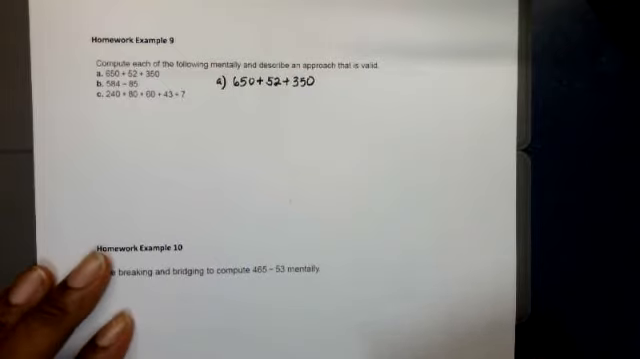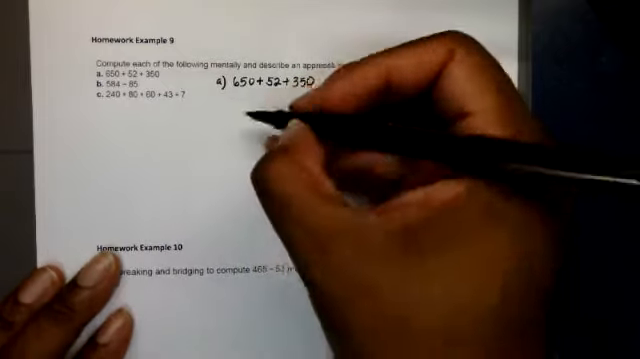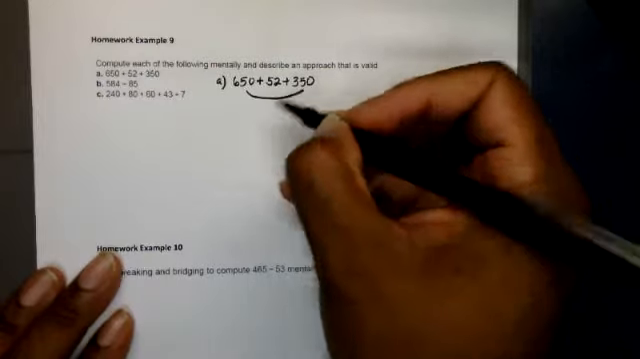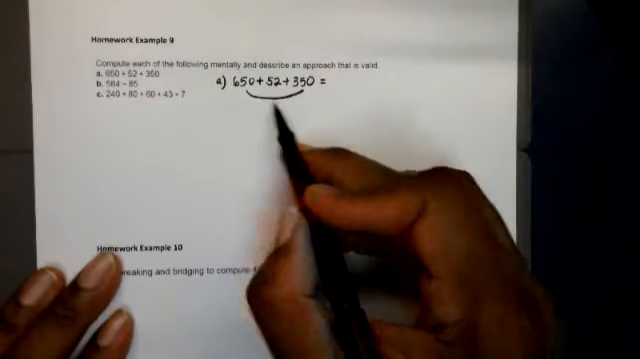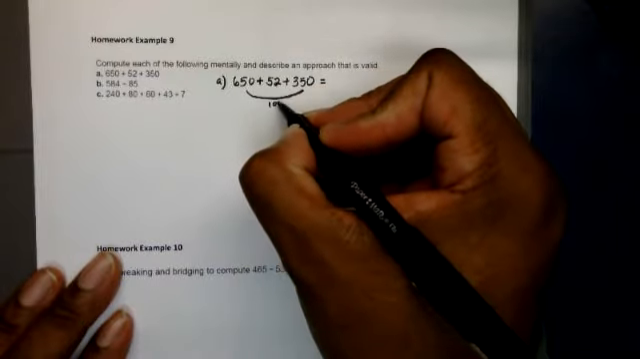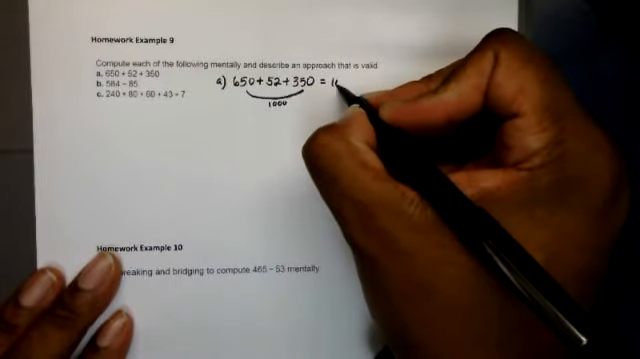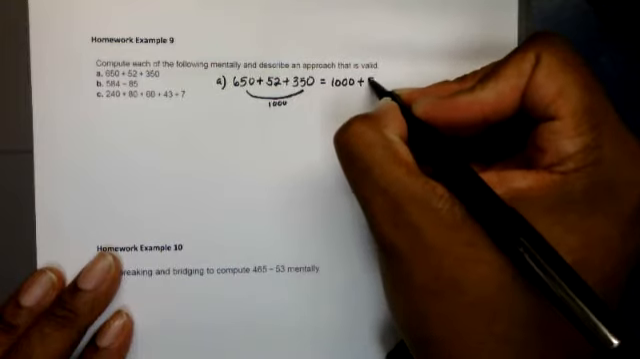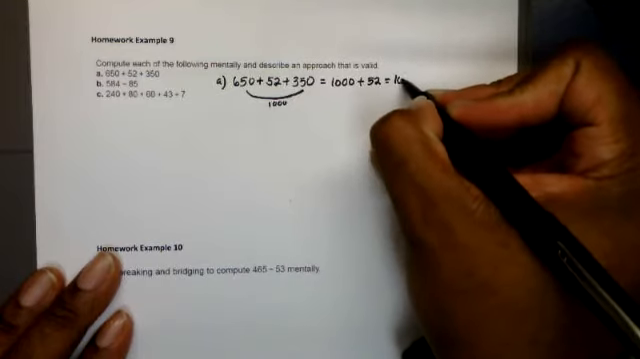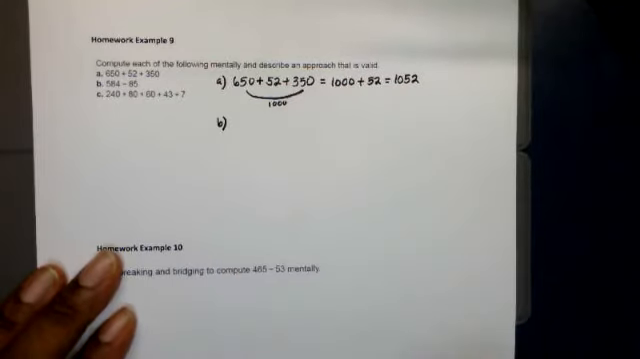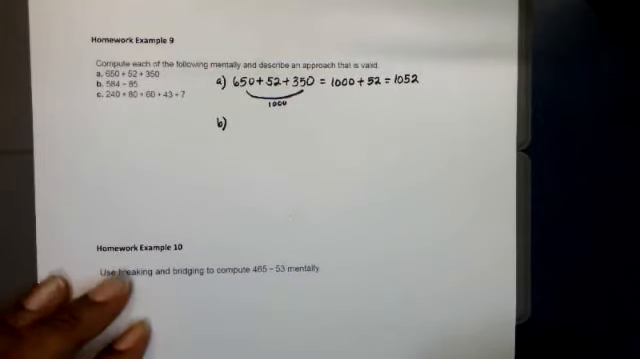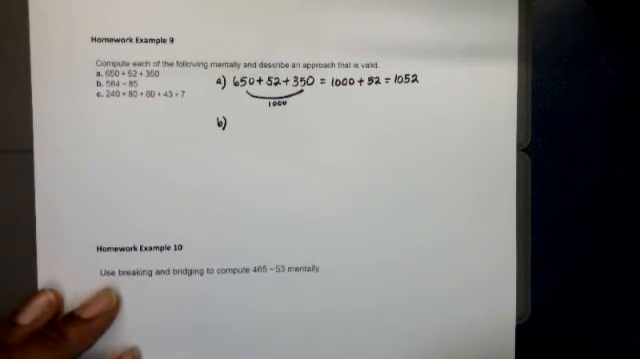One approach is to use compatible numbers like 650 and 350, because if I add 650 and 350, that's going to equal 1,000. So this will be 1,000, and then add the 52 to give you 1,052. So in that approach, you have to use compatible numbers like 650 and 350.